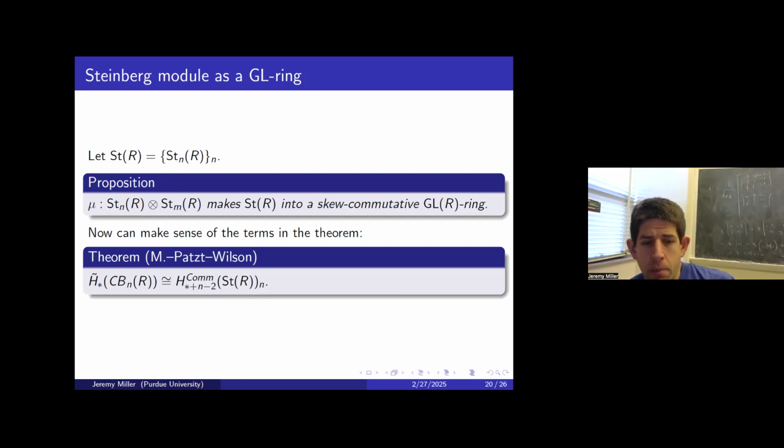Okay, so I guess the original conjecture, so this holds for all PIDs. The original conjecture says for fields, our theorem is that for fields, this simplicial complex is highly connected. So how does this interpretation with commutative homology help you?